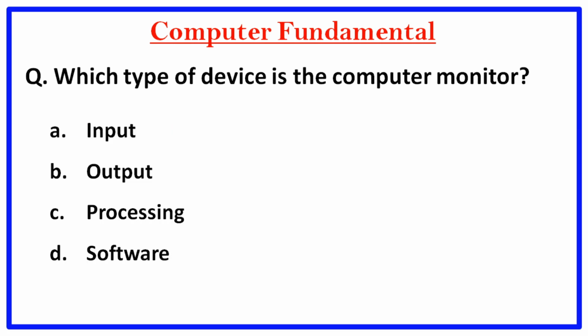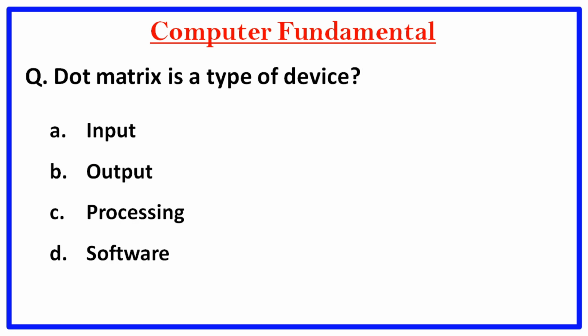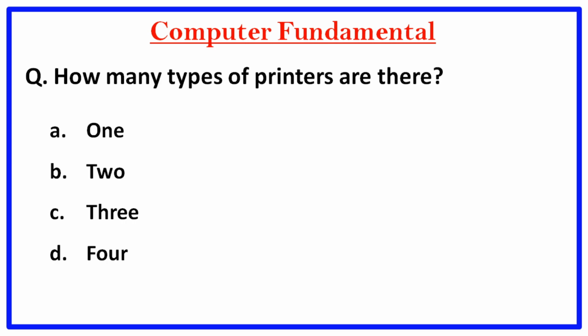Next question. Which types of device is the computer's monitor? Right answer is output. Next question. Dot matrix is a types of dash device. Right answer is output device. Next question. How many types of printers are there? Right answer is options B, 2.